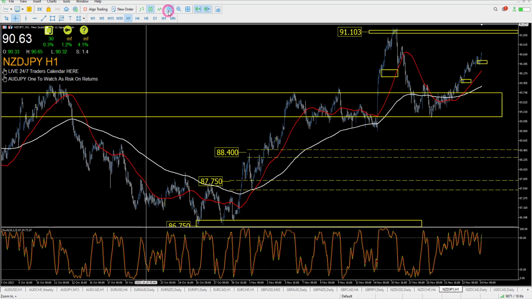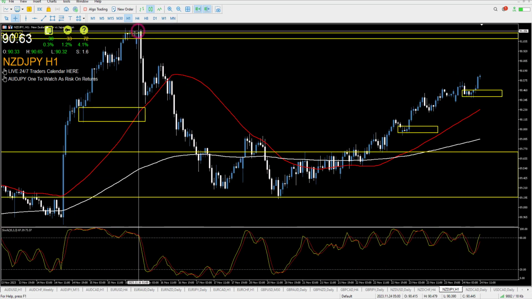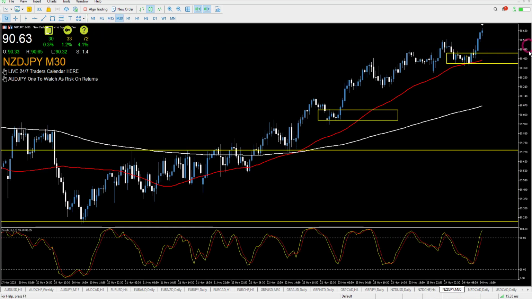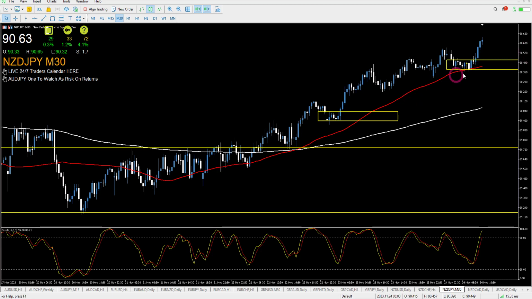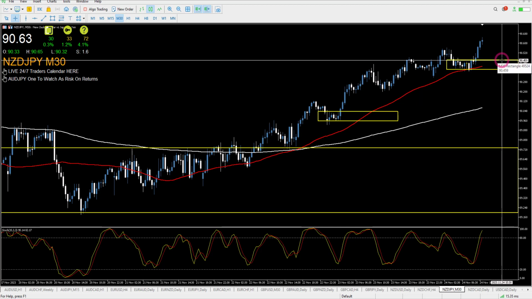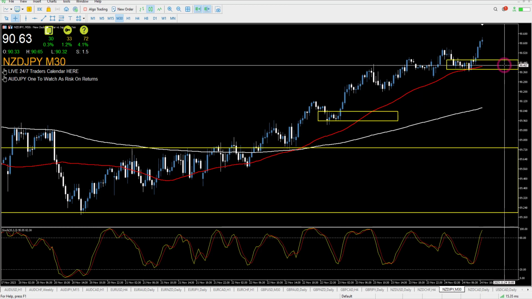So I actually think out of all of them, Kiwi Yen's got a little bit more room to the upside. Big selling coming in at that point as well. So I'd like to see if price could maybe come and retest back down towards these lows and look for an opportunity to the upside there. The 30-minute time frame would suit this pretty nicely, because you've got that 50 MA running through there. So around about 90.45 down to 90.38 could be something to look out for.